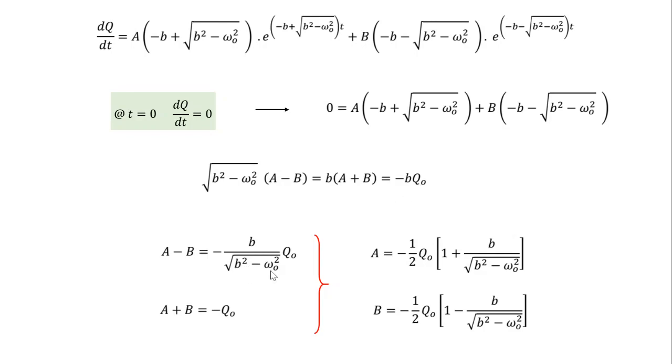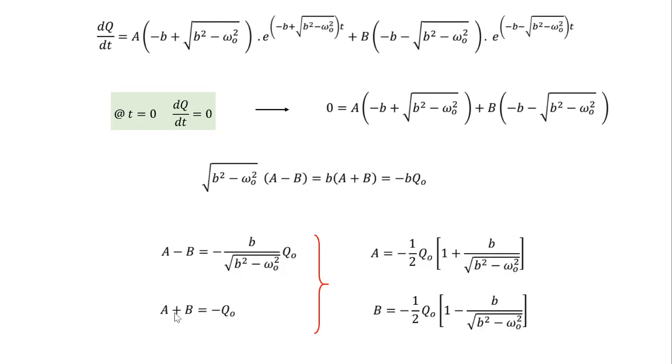So now we have two equations. One is for A plus B, one is for A minus B. Two equations, two unknowns. You solve this, you get the values of A and B. What do you do? First you add these two together, so the B term gets cancelled. So you get A as minus half Q naught. This Q naught is common here, take it outside. Minus half Q naught, 1 plus b divided by square root of b square minus omega naught square.